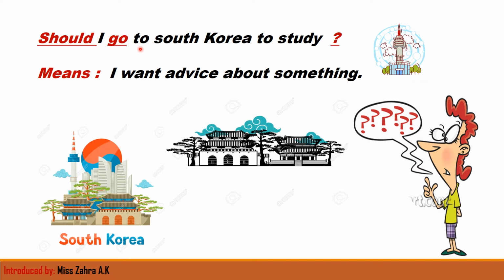So, should I go to South Korea to study؟ ينبغي علي الذهاب لكوريا الجنوبية للدراسة. It means I want advice about something. يعني أريد نصيحة حول something that is about study، حول الدراسة. Should I go to South Korea to study? So we see here should at the beginning because it is a modal verb auxiliary, then the subject, after that the infinitive that is go.